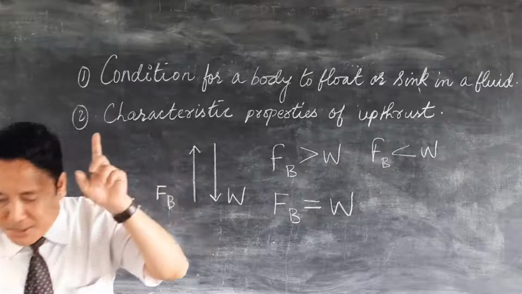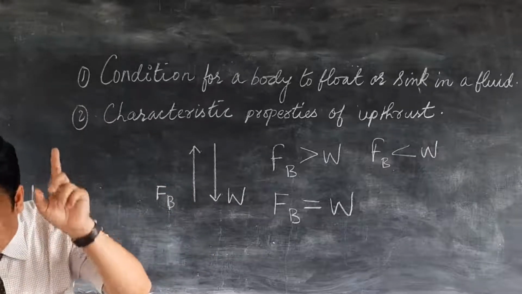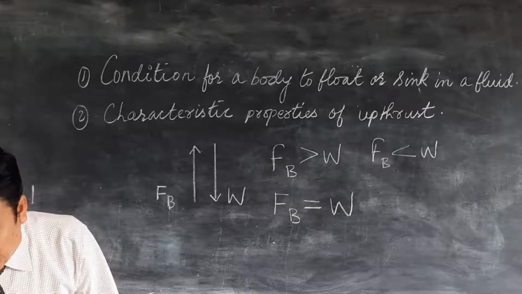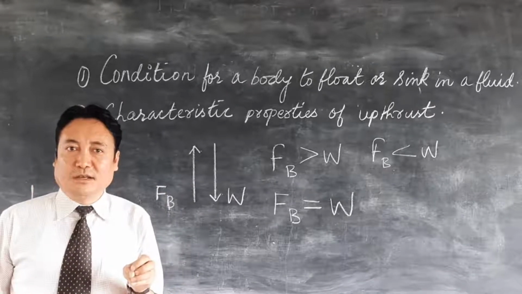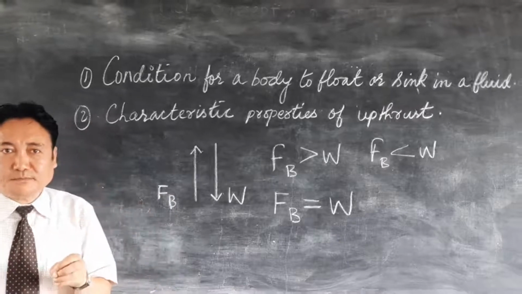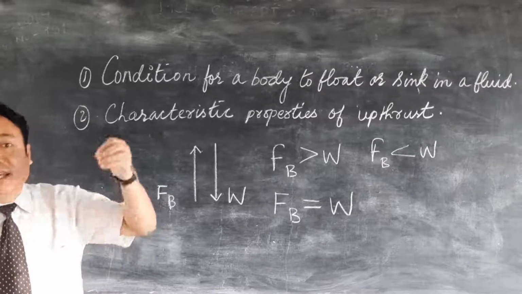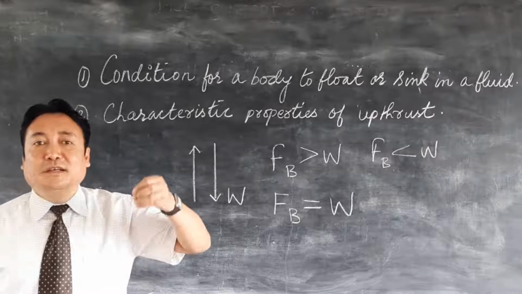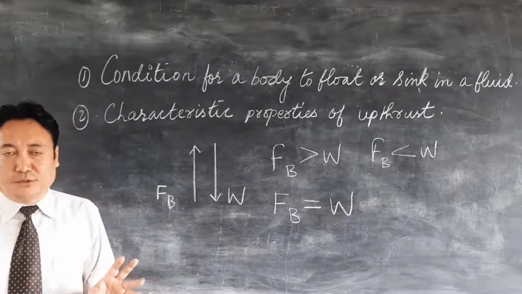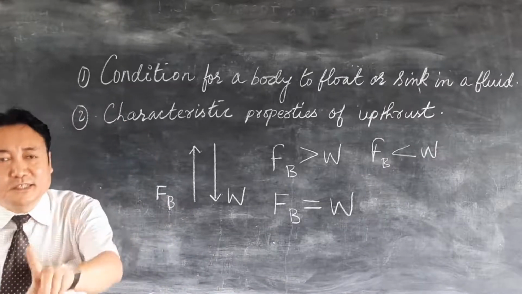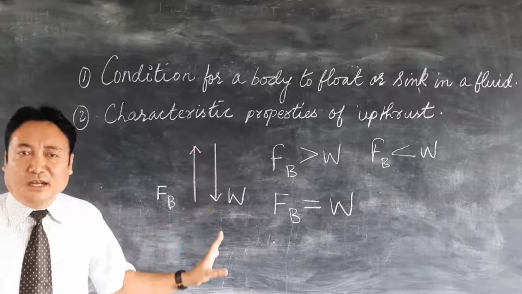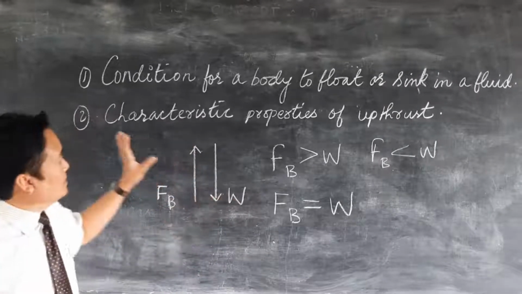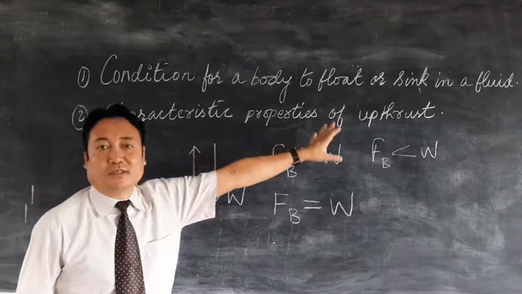And the other one, number three, is that for the same volume of the body inside the fluid, the greater the density of the fluid, the greater will be the upthrust. The volume of the body will be the same inside the fluid. So the third one is: the greater the density of the fluid, the greater will be the upthrust. So these are the three characteristic properties of the upthrust.